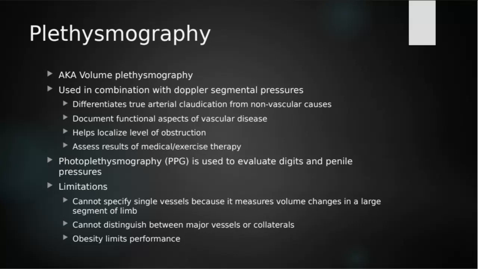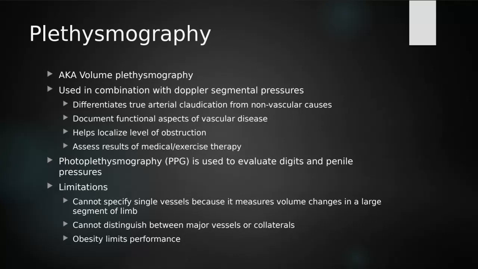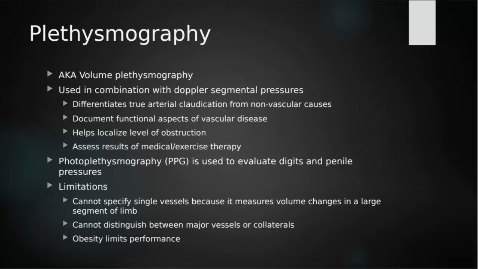And then there are some limitations to plethysmography. So we cannot specify a single vessel because it's going to measure the volume changes in a certain segment. So if we have, say, like a duplicate artery in the leg, well, we can't specify if there's disease happening in one versus the other because it's going to take volume readings as well as pressure readings from the Doppler segmental portion of it from that specific level.